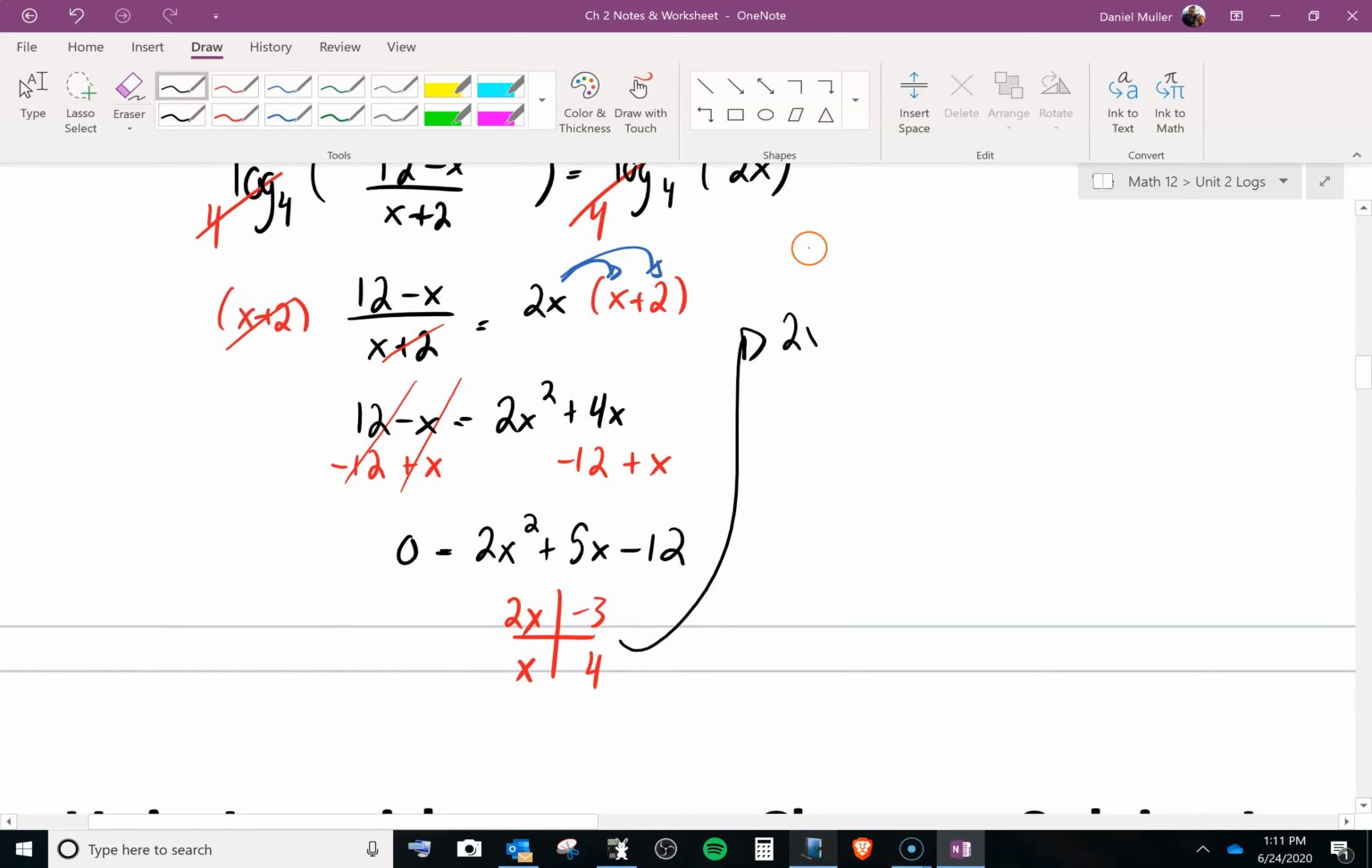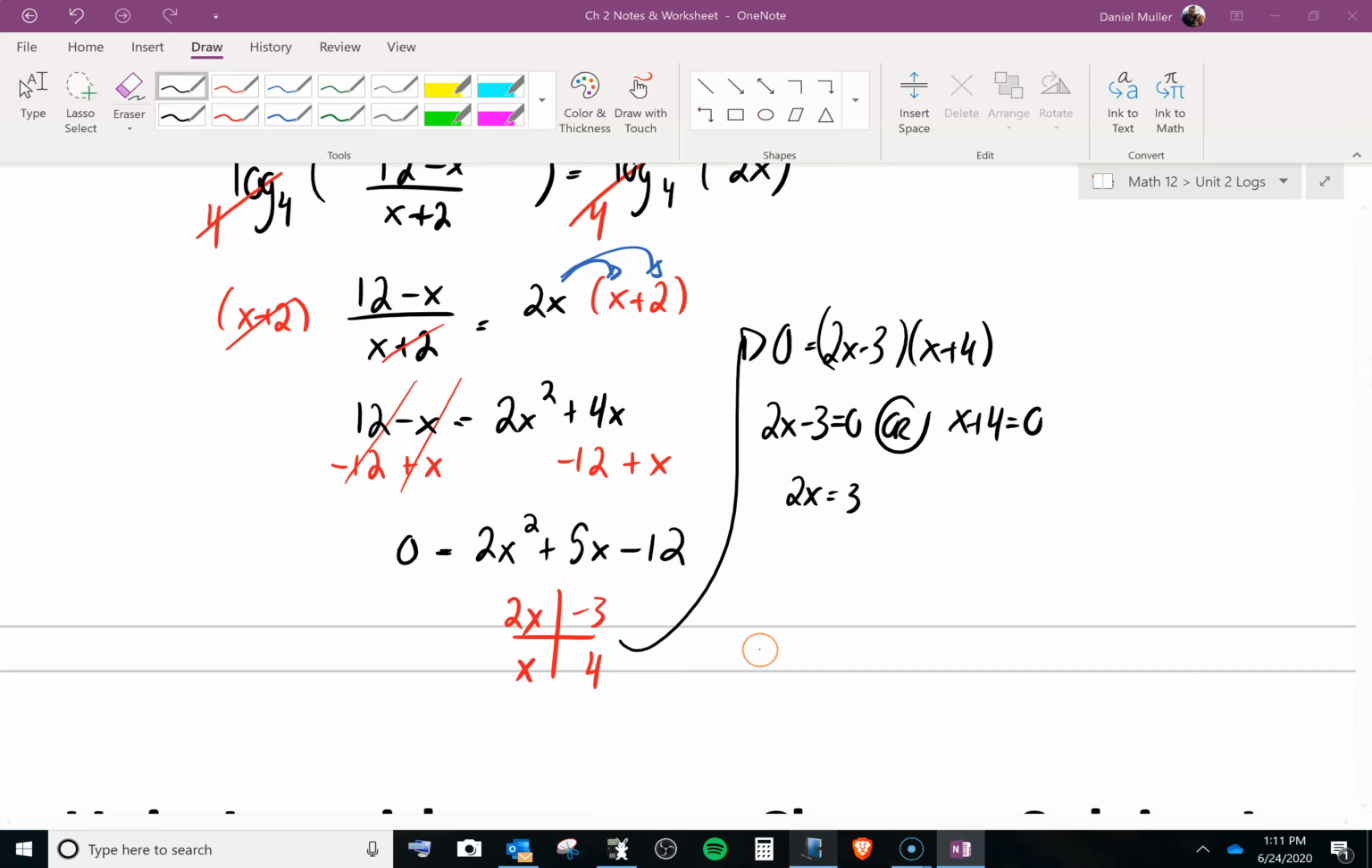I get 0 equals 2x minus 3 and x plus 4. Therefore, I've got 2x minus 3 equals 0, or x plus 4 is equal to 0. So I'll plus 3 to the other side, which is 2x equals 3, and then divide both sides by 2. So, I mean, you could write plus 3, divide by 2, divide by 2. I think I wrote that in the notes in case you wanted to. Nope, I did not. I'm looking at them now.